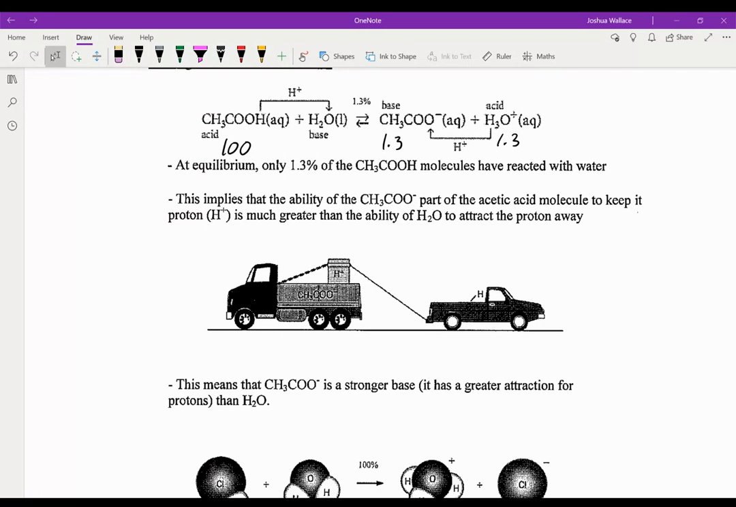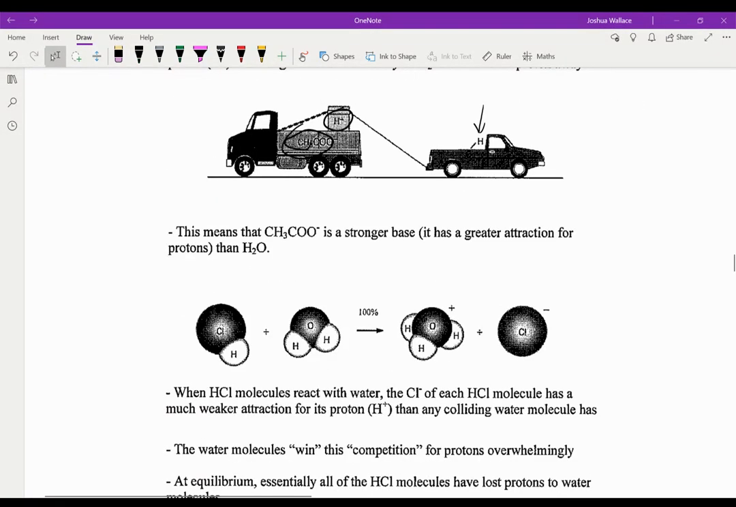This implies that the ability of the CH3COO- part of the acetic acid molecule to keep its proton is much greater than the ability of H2O to attract the proton away. So the comparison they have here is that we have a tow truck and we have a pickup truck, and they're both pulling on that H plus here. What happens is that most of it is going to want to stay with this. However, this H will want to pull it away and have that acid be formed. This means that CH3COO- is a stronger base. It has a greater attraction for protons than H2O.